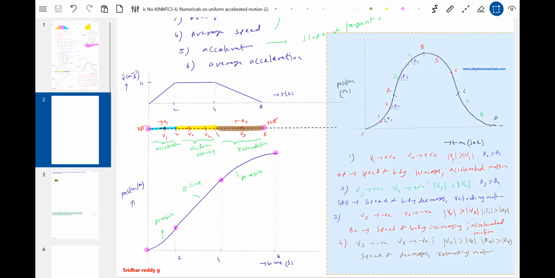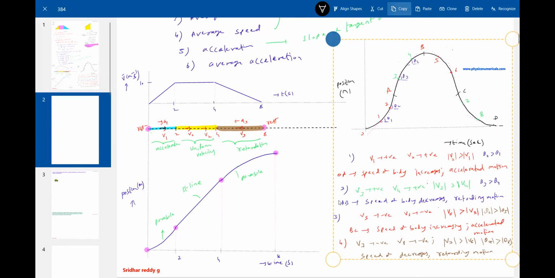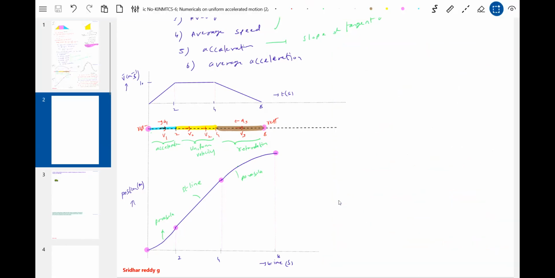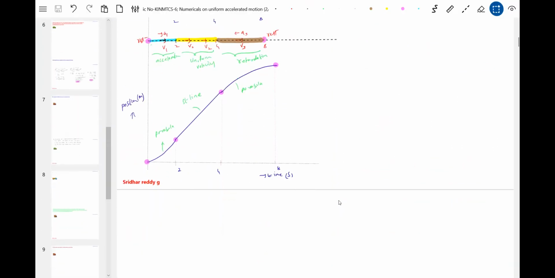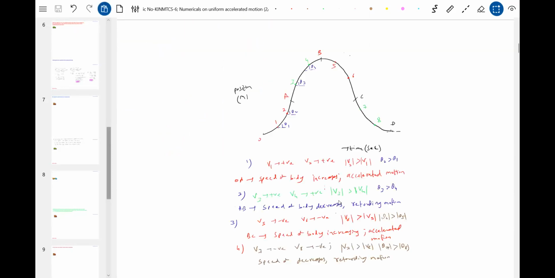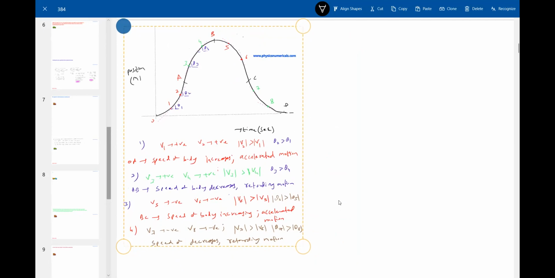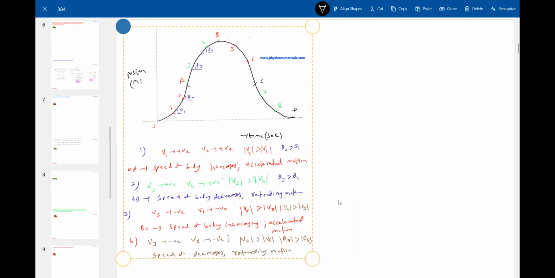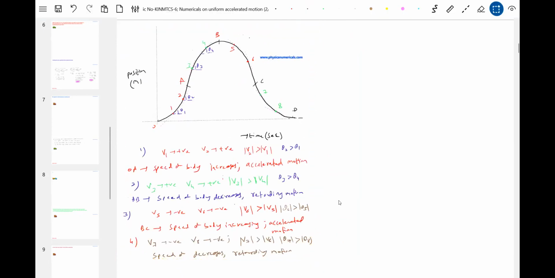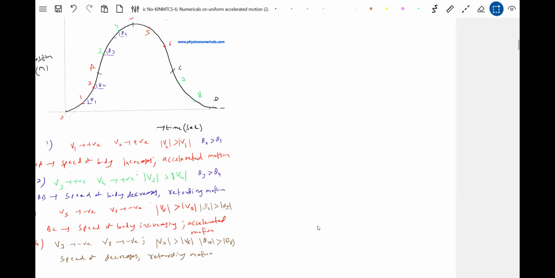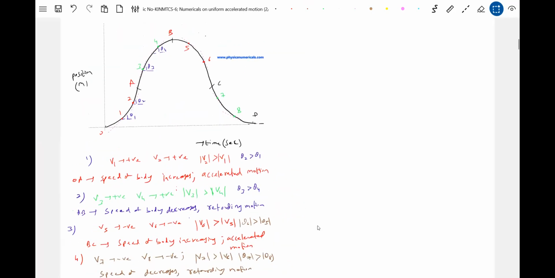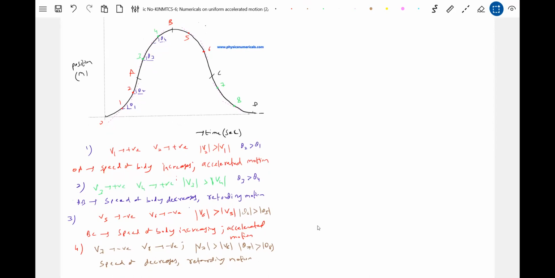I think it took a lot of space. Yeah, I hope everyone is able to see things clearly. Okay, this is what we had a discussion.